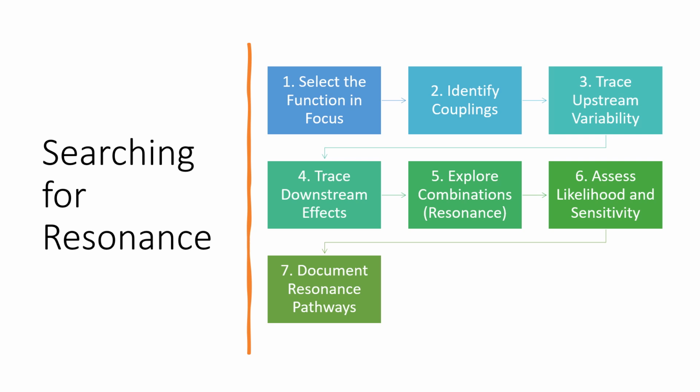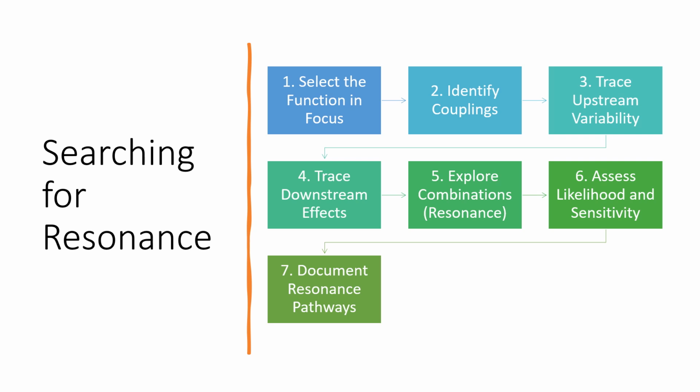Trace upstream variability. Look at how variability from upstream functions may influence the function that you're currently in focus. For example, late kettle boiling, which will affect the pouring of water. Trace downstream effects. Consider how variability in a function in focus may propagate downstream to other functions. For example, overfill the cup may affect your stir and serve, so risk of spill might occur.